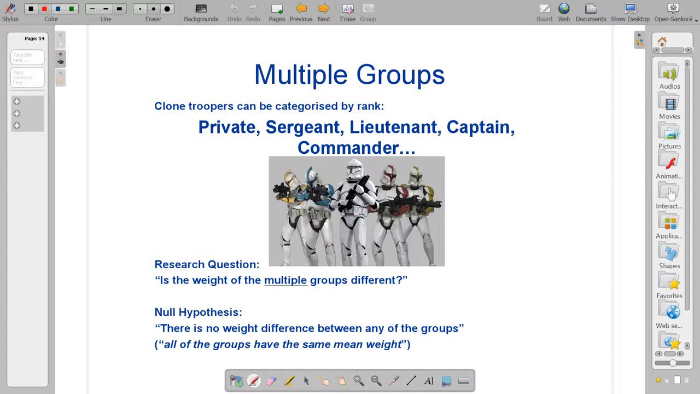We don't care who it might be, but our null hypothesis is there is no difference in the mean weight in any of the groups, or all of the groups have the same mean weight. And when we have a null hypothesis like that, that can be tested using analysis of variance.